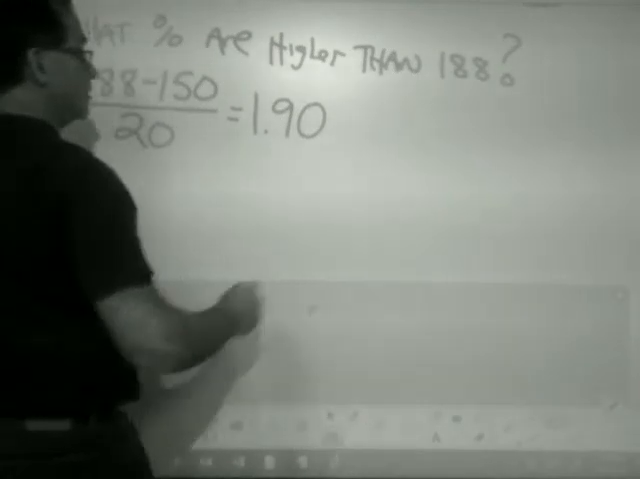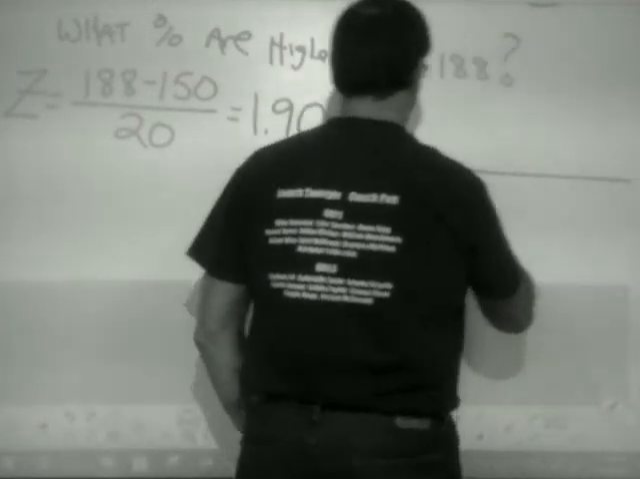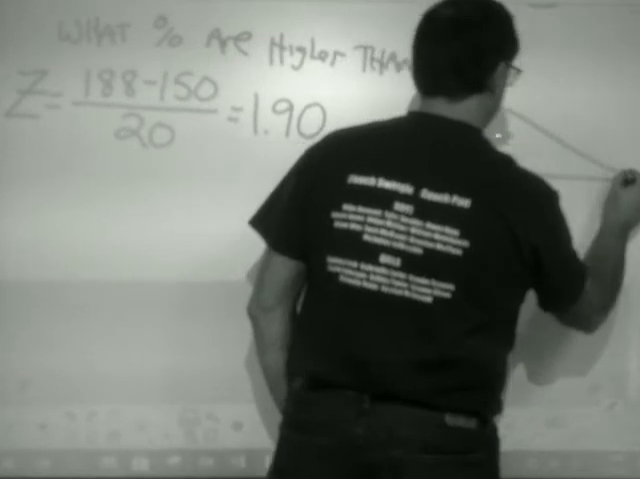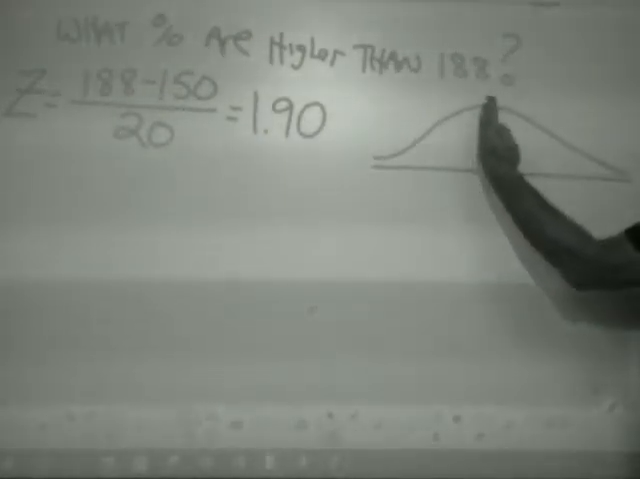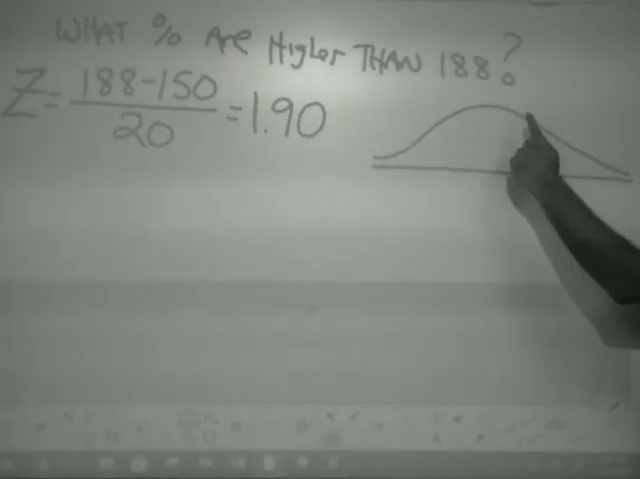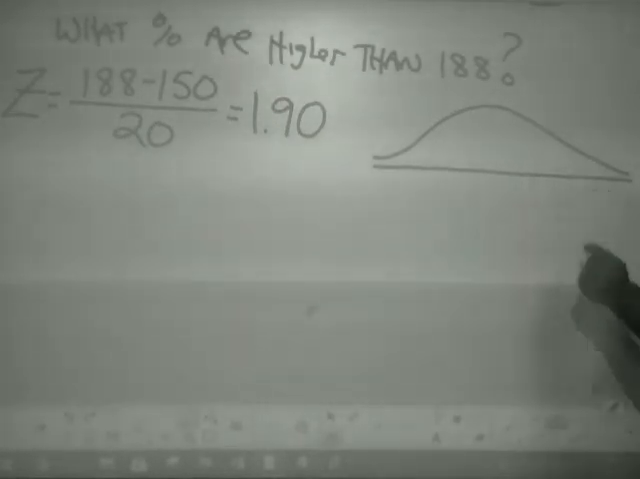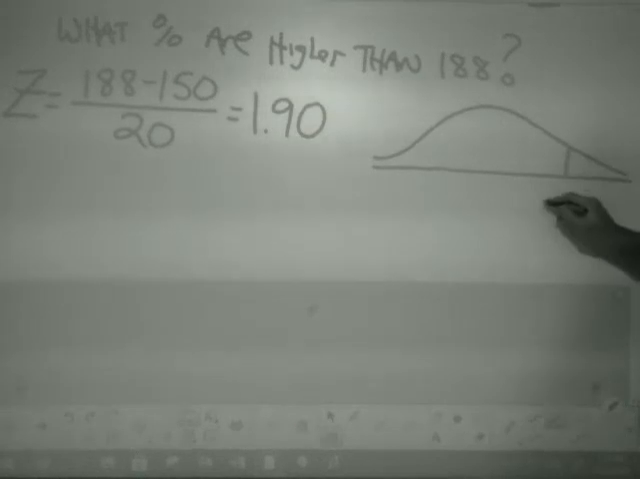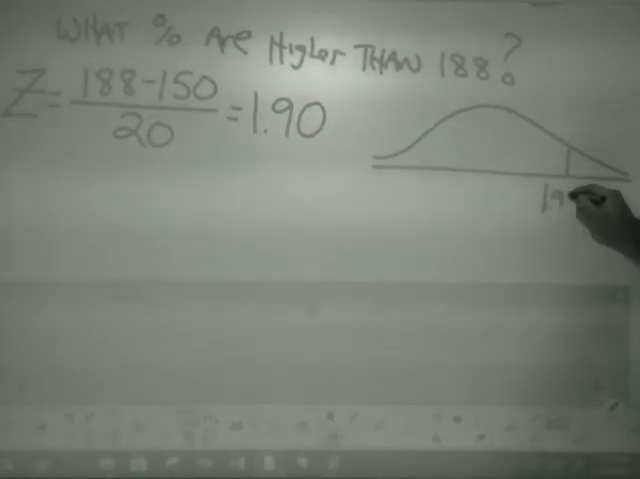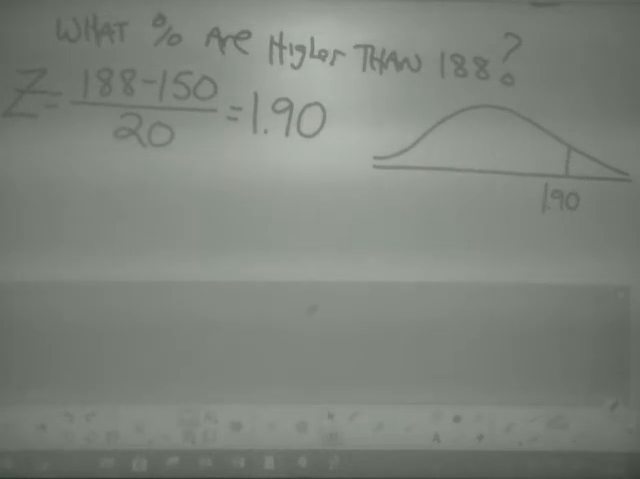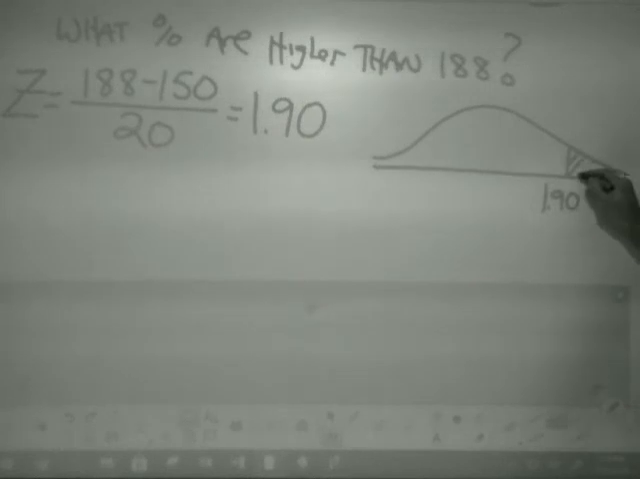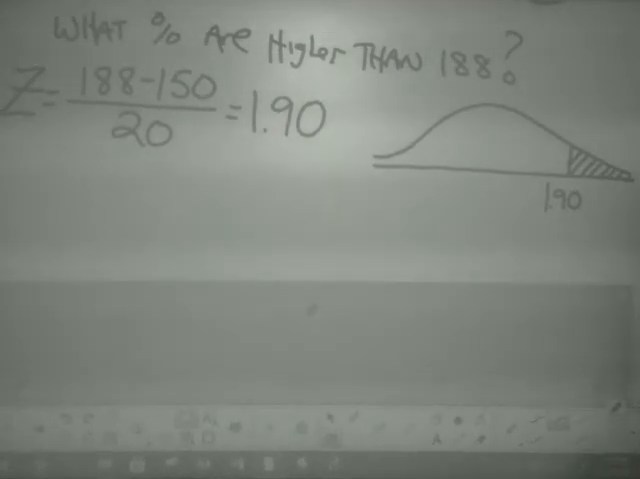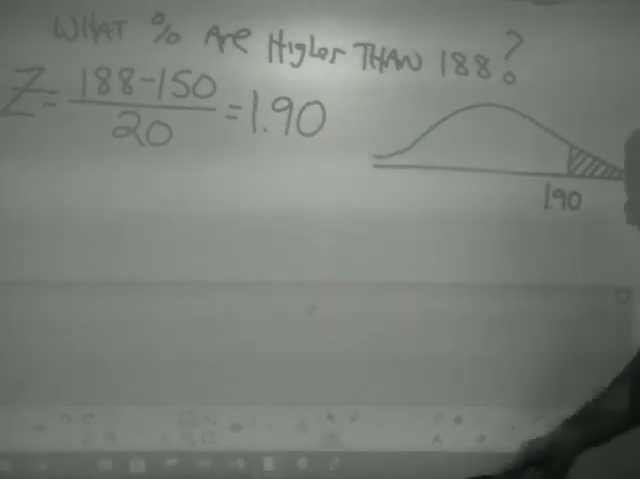1.90. So I draw a normal curve. Positive 1.9. So again, if 0 is in the middle, positive is to the right, and positive 1 is about right here, positive 2 is out here, so I'm out here somewhere. It doesn't have to be perfect, but it should be relatively close so it doesn't play tricks on your eye. And I want to be higher than, so that would be shaded this way. That's all higher than. So I go and I look for 1.9.